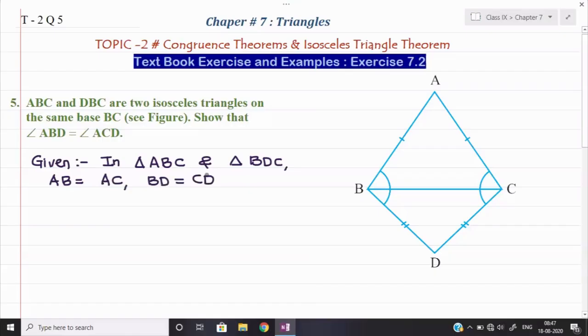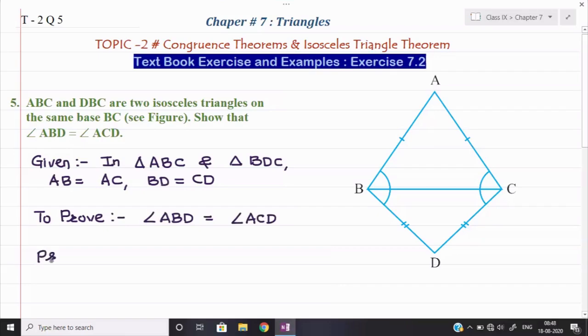It is not written clearly in the question, but we can see the figure. And since the question says the triangles are isosceles, one pair of sides will definitely be equal. So that's why we can say these two sides will be equal over here. Now, what do we need to prove here? Let us write down the to prove section. So we have to prove here angle ABD is equal to angle ACD. Let us start the proof now.